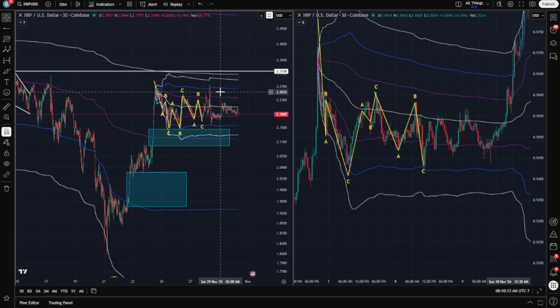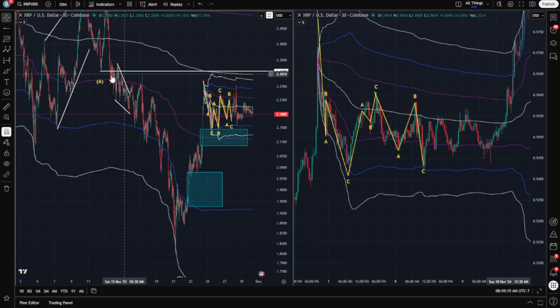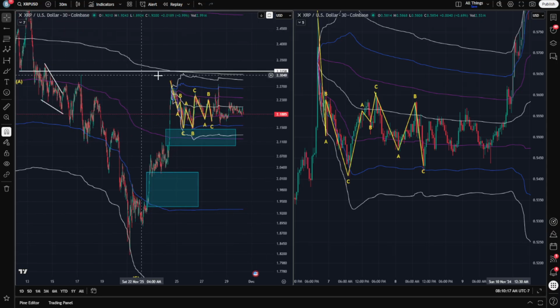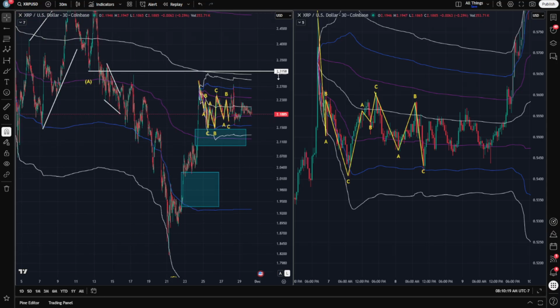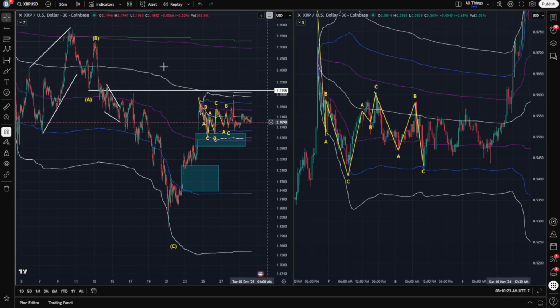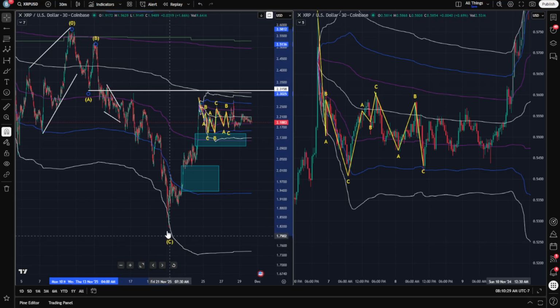Big resistance being found here just before the fair market value, almost invalidating the breakdown on the count with a 2.3158. If we can start clearing above that, then we know that we've cleared this wave one, and we would have a 1, 2, 3, 4, 5 wave move to the downside being finished on this larger macro trend.